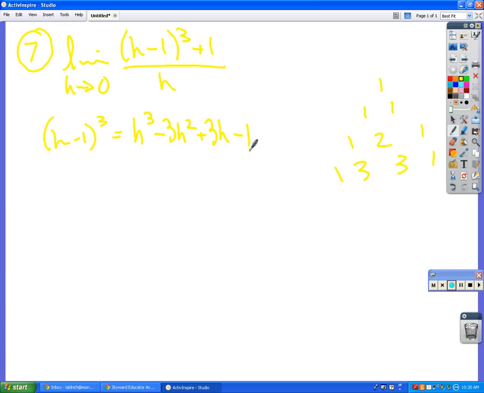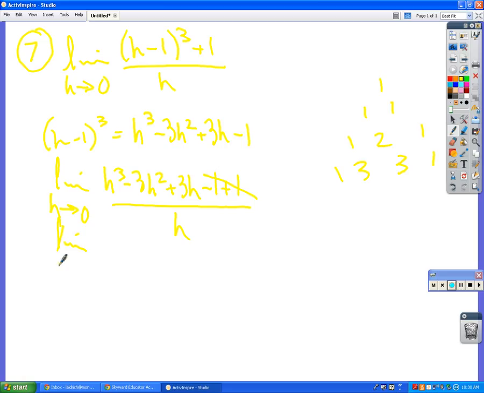All right? So now the question becomes, the limit as h approaches 0 of h cubed minus 3h squared plus 3h minus 1 plus 1, all over h. The 1's cancel, and conveniently that leaves an h in every term that's left.